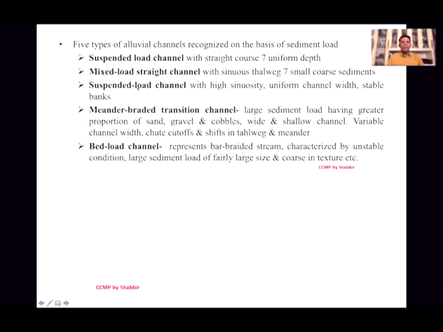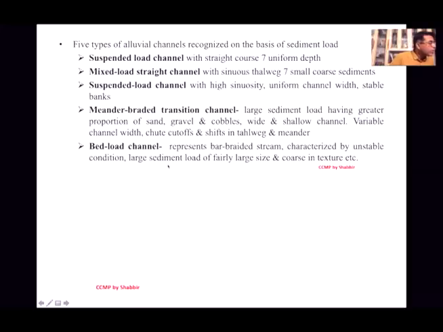Then we can have suspended load along with high sinuosity. We can have suspended load with straight course, and we can have suspended load with sinuosity, and we can also have a meander braiding transition channel. So this is a channel which is in a stage of transition from the meander towards the sharper bends that a river will go through. So this type of meander will have all those shifting in thalweg. So this is the type of channel.